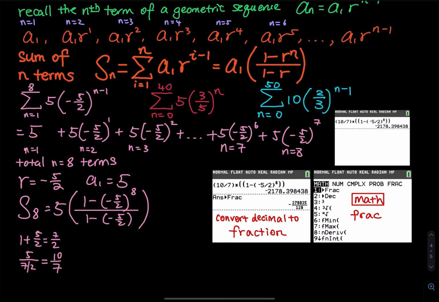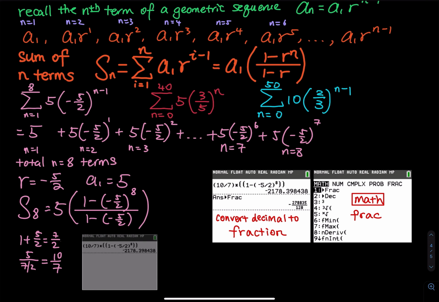So what I am going to do first is type this into my calculator. Do you see this? I type this into my calculator. So 5 and then the denominator together, we have a 10 over 7. And then we multiply the numerator, 1 minus negative 5 over 2 raised to the 8th power. Of course, you are going to get a decimal. And when you are doing work online, they do not accept decimals. They want you to report the exact answer, which is in fraction.